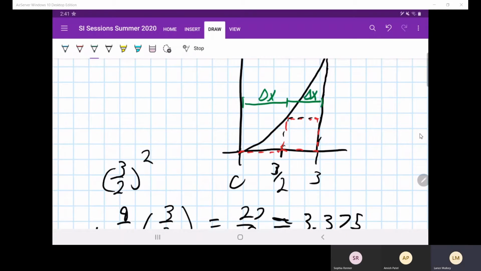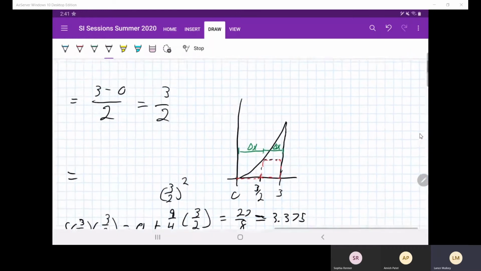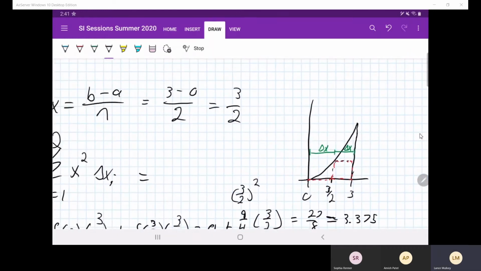Delta x is nothing but the interval of the bottom of the rectangle. So we find that by subtracting the left endpoint from the right endpoint, divided by the number of rectangles. And at this point, it's 3/2.